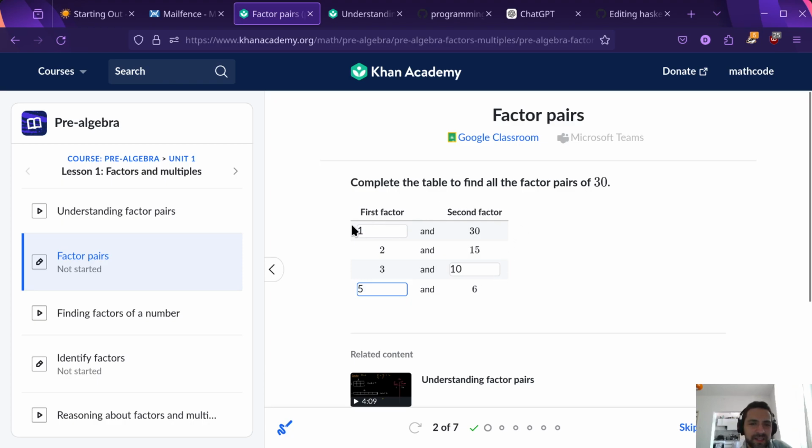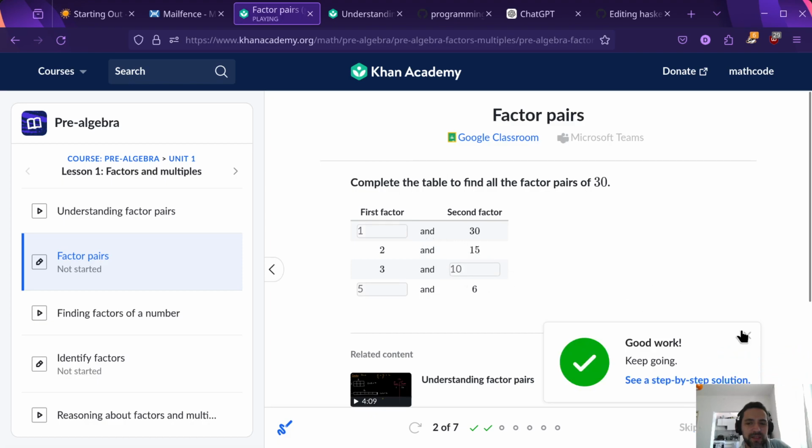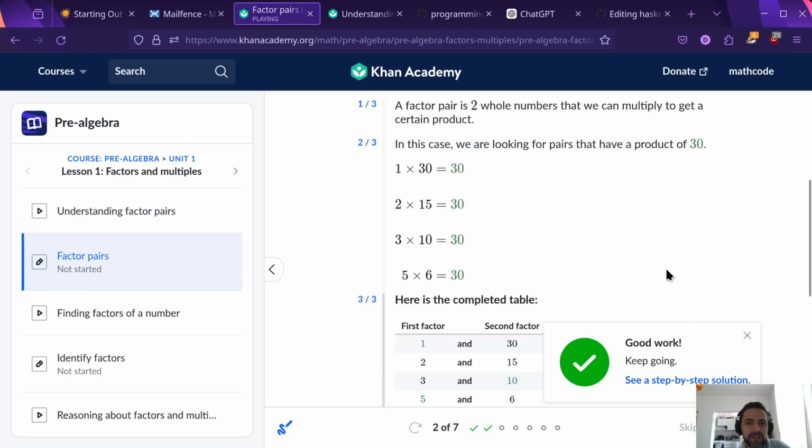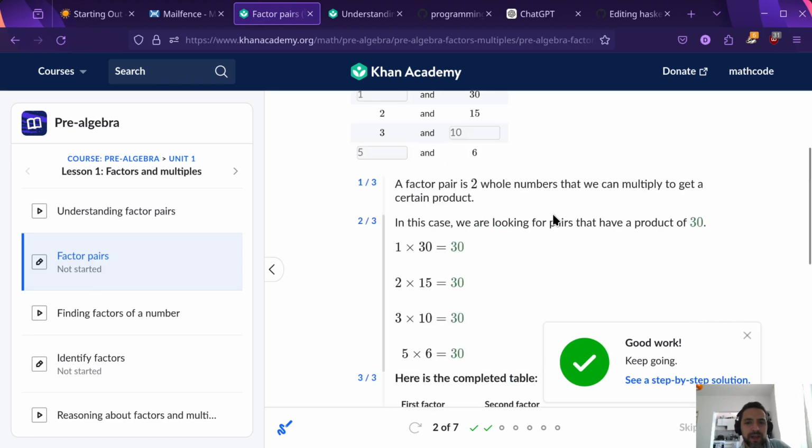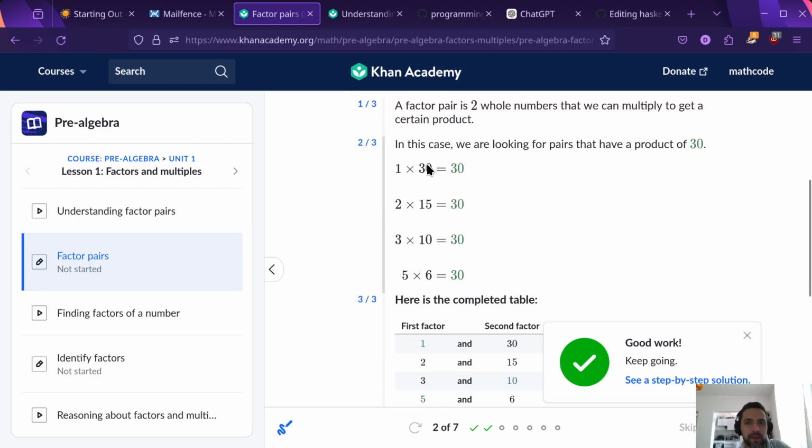So yeah, this is a different way of learning. It works differently on the mind than just outputting a list. See a step-by-step solution. A factor pair is two whole numbers we can multiply to get a certain product. We are looking for pairs that have a product of 30.